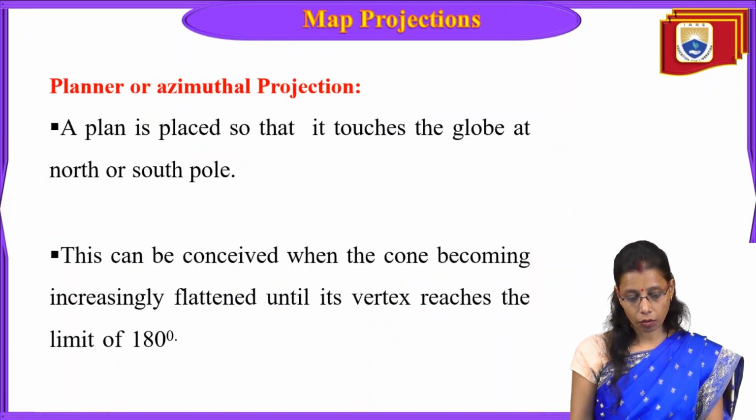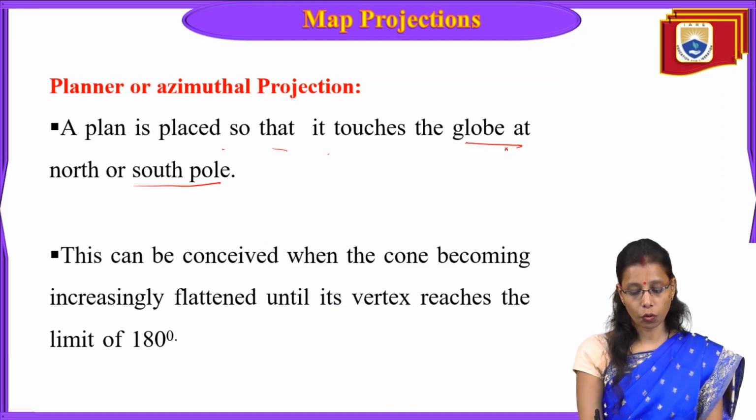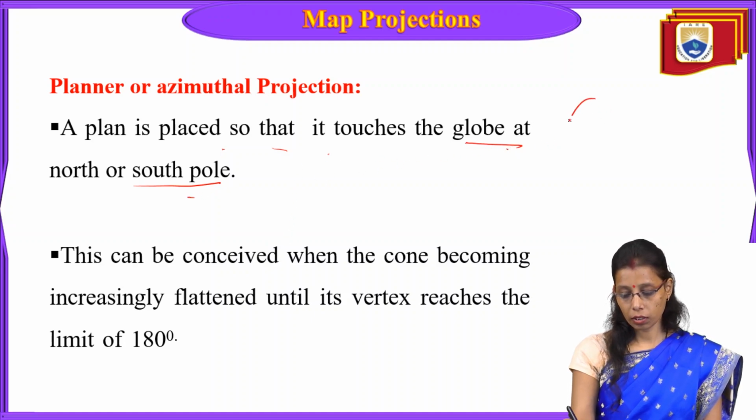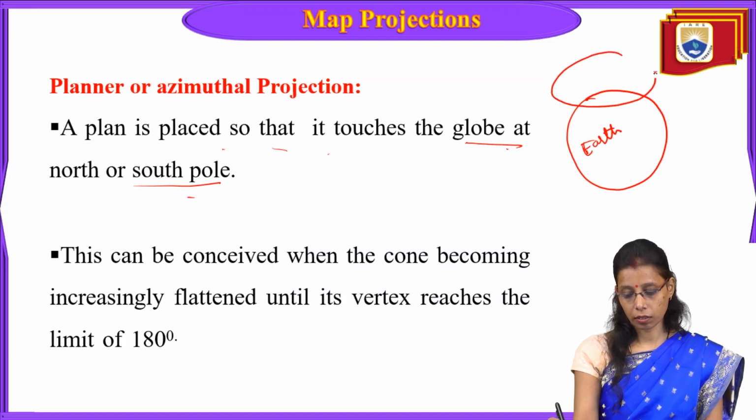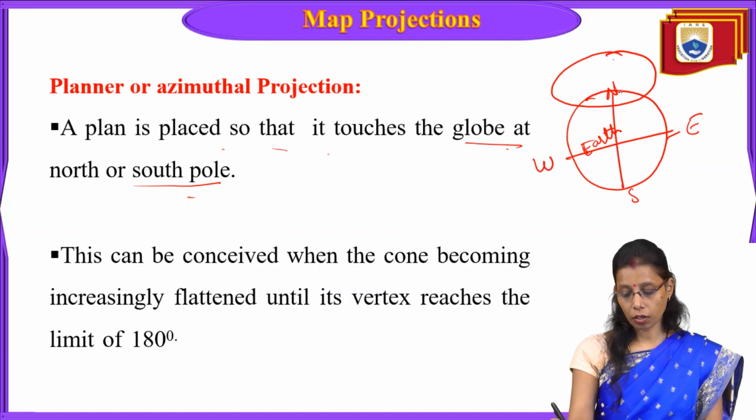Now planar or azimuth projection. It is known as planar and also azimuth. A plane is placed so that it touches the globe at the north or south pole. So this is your projection here. This is the earth. Now if you keep a plane on this center, here you have north, here south, here east, west. So this is your actual real world.